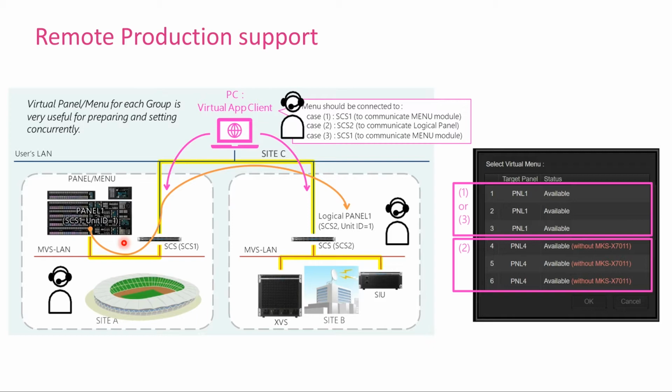Under this remote production system, virtual software is very useful to prepare and set up the switchers. Also, it can act as a backup emergency operation in Site A, Site B, or Site C. Of course, there are various scenarios to utilize this system, but before that, you will need to know well about the virtual software and network settings.